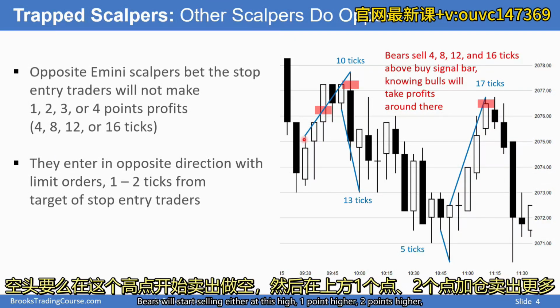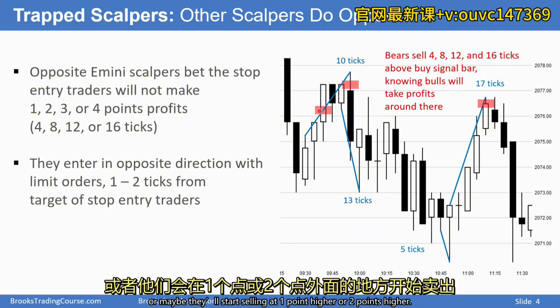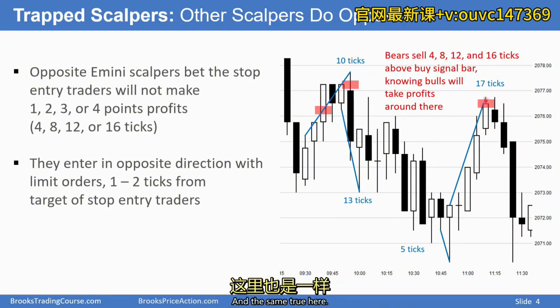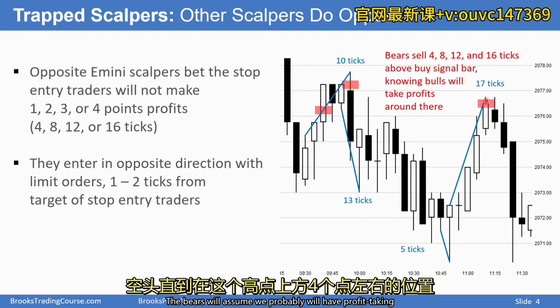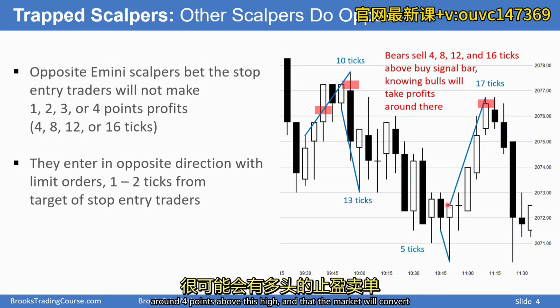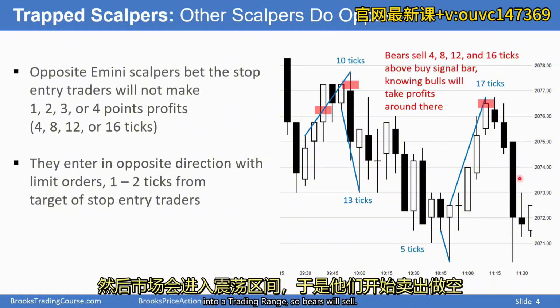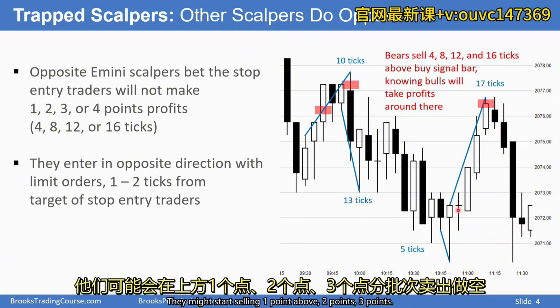Bears will start selling either at this high, 1 point higher, 2 points higher, or maybe they'll start selling at 1 point higher or 2 points higher. And the same is true here. The bears will assume it probably will have profit taking around 4 points above this high, and that the market will convert into a trading range, so bears will sell. They might start selling 1 point above, 2 points, 3 points.